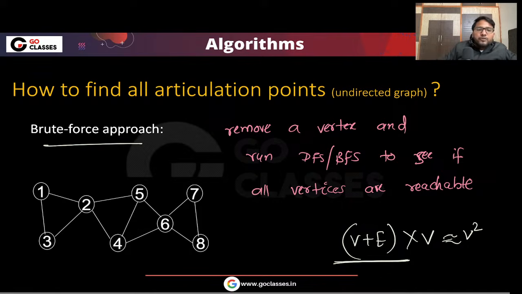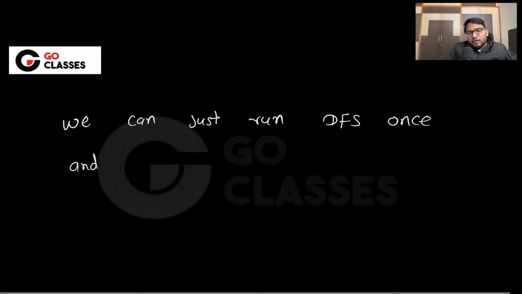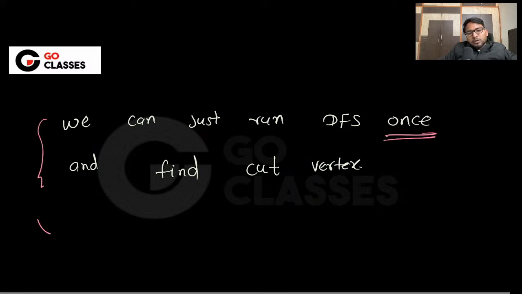So basically, we can just run DFS once and find cut vertex. Sorry, not detect the cycle, find the cut vertex. That's very nice, right? So just once. What is the time complexity if you do it? Then it is order of V plus E. Okay. Let's just see how to do it.